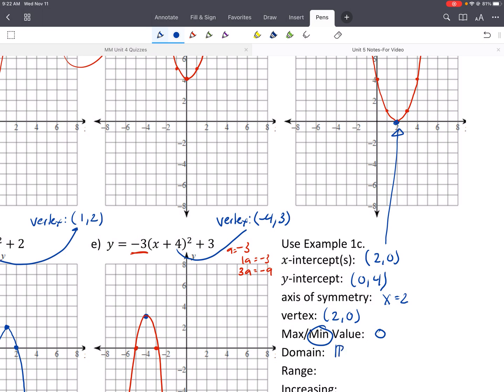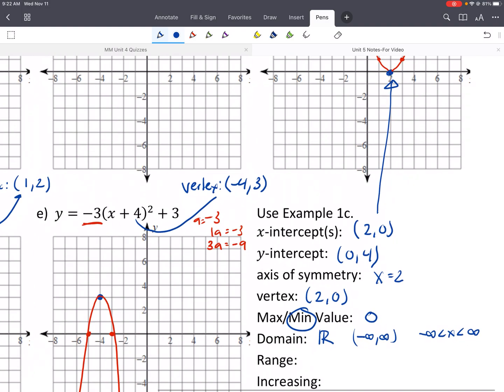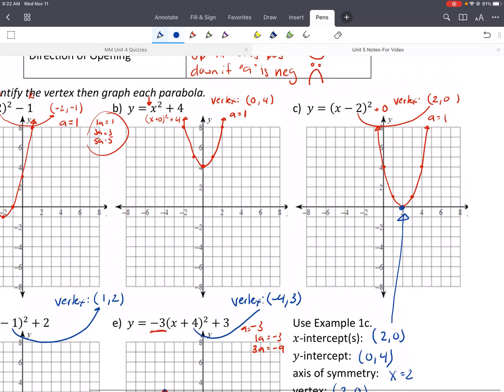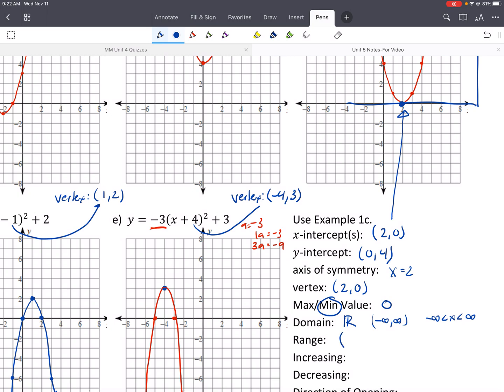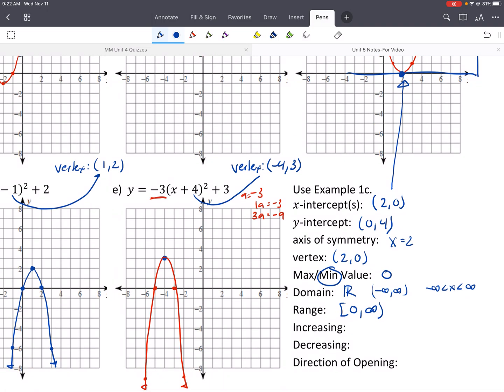The domain is all real numbers, or we could write it like this, or like this. And then the range would say all y values. So it would start at 0, and then it would go up. So we'd go from starting at 0 and goes to infinity. Again, we use a bracket because that value is a point. It's part of it. Okay, you could also write it as all y values greater than or equal to 0.